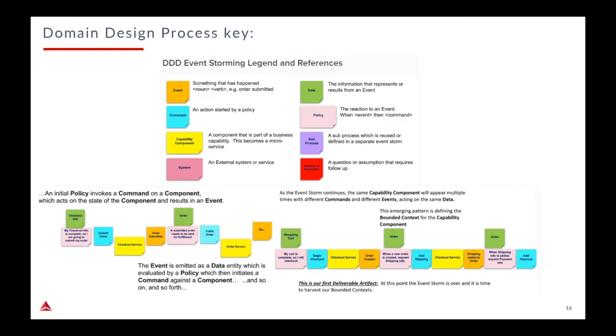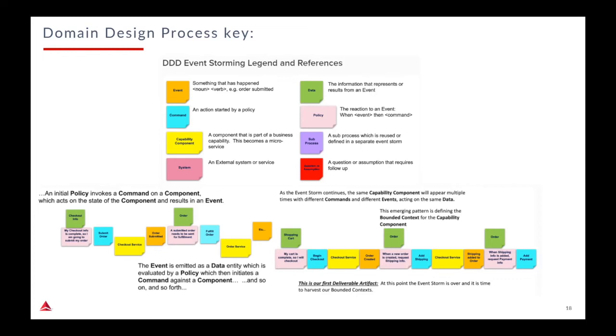So from the top, we have the event. This is again that task that we talked about a little bit earlier. And then we've got commands, our capability component, which is again our package business capability. And then we've got a particular external system that we might be working with. And then in the green, we've got the data that might be out there, a particular policy, a sub process, and then we've got in red different types of questions.